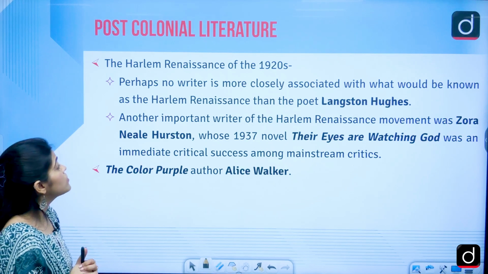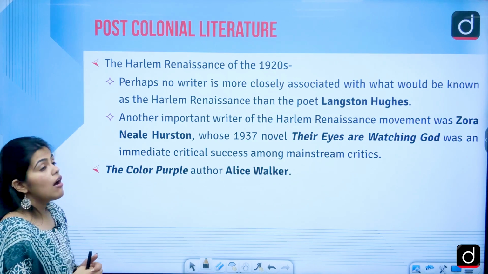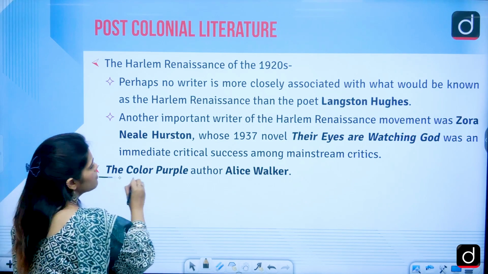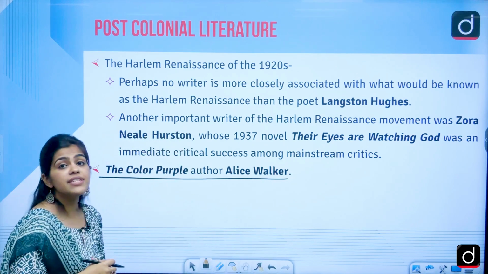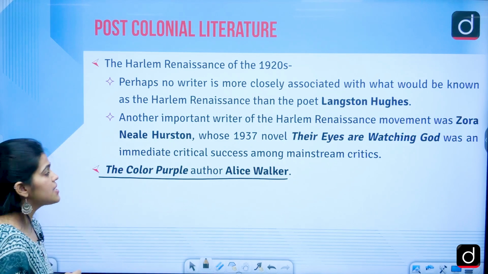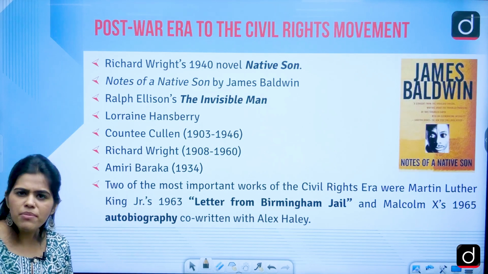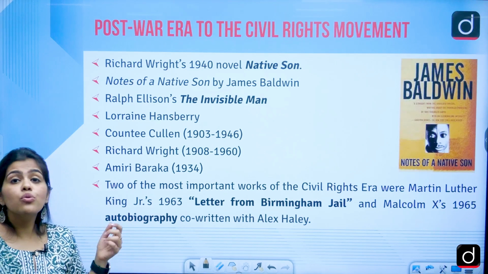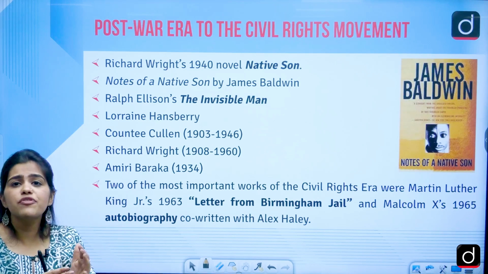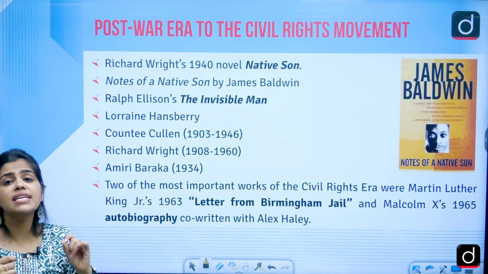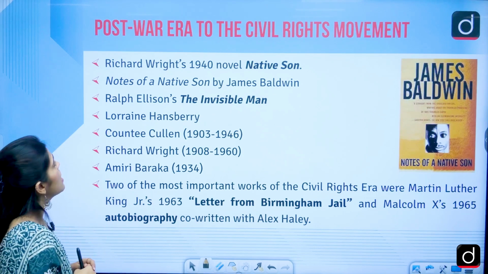We'll be talking about the different novels written by Hurston. Also very important, Alice Walker. Few texts associated with Alice Walker, like The Color Purple. What do you mean by color purple? What is feminism? What is womanism? Who all are the writers associated with womanism? Intertextual study is needed to solve the paper.